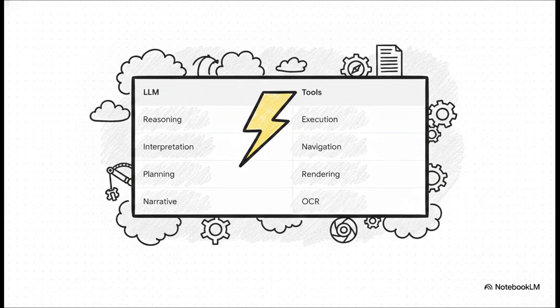And that brings us to our final section, Part 5, the ideal hybrid model. When we pull all these principles together, this is the ultimate architectural goal. We're clearly splitting the cognitive load from the physical load. On one side, your LLM is dedicated purely to reasoning, interpretation, high-level planning, and narrative. It is the brain. On the other side, your specialized tools handle the heavy physical lifting. Execution, navigation, rendering, OCR, compilation. It's the muscle. It's a beautifully clean division of labor that completely revolutionizes how your application scales.